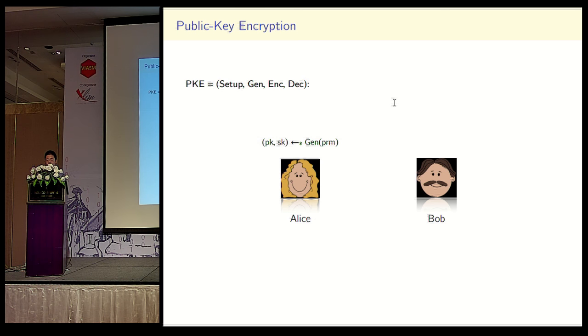Let us briefly review public key encryption. Alice will generate a pair of public key and secret key, and given the public key, Bob will encrypt the message m and send the resulting ciphertext to Alice. And Alice can decrypt the ciphertext with her secret key.